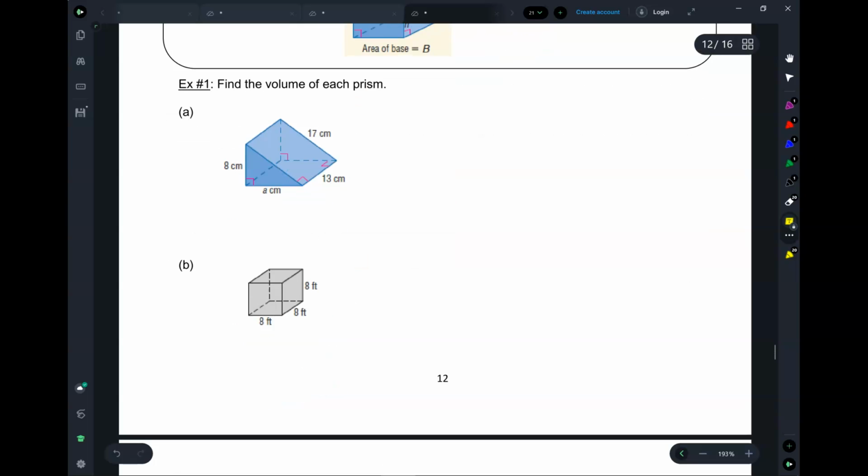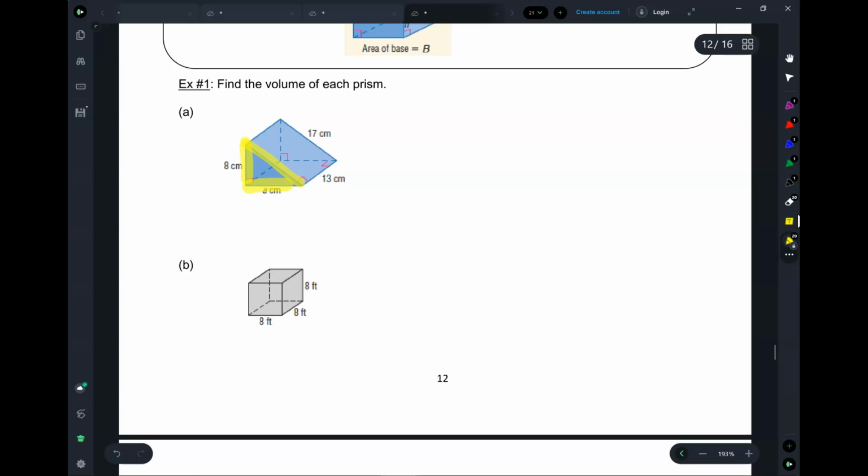Okay, so we come to this. The first thing you want to do is identify where the base is. Here, you have to find two identical surfaces that are parallel to each other. So what shape here? Triangle. This triangle.